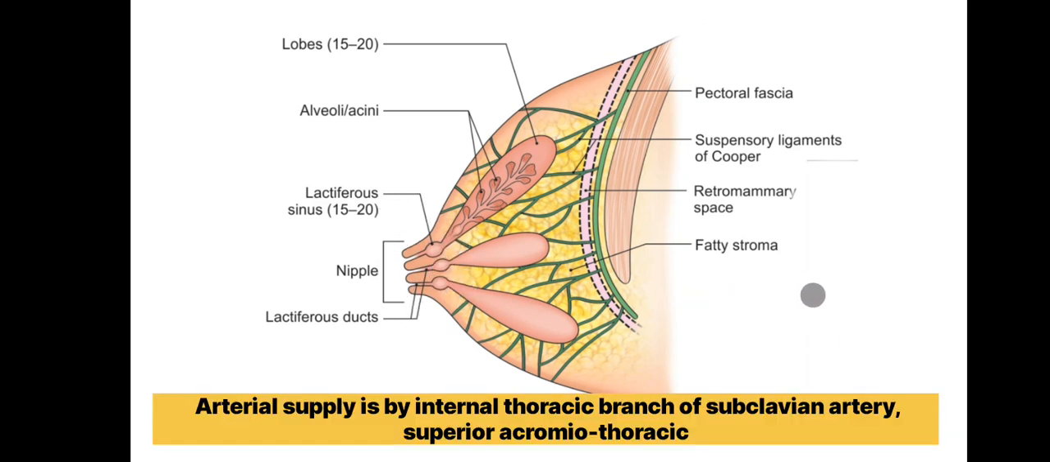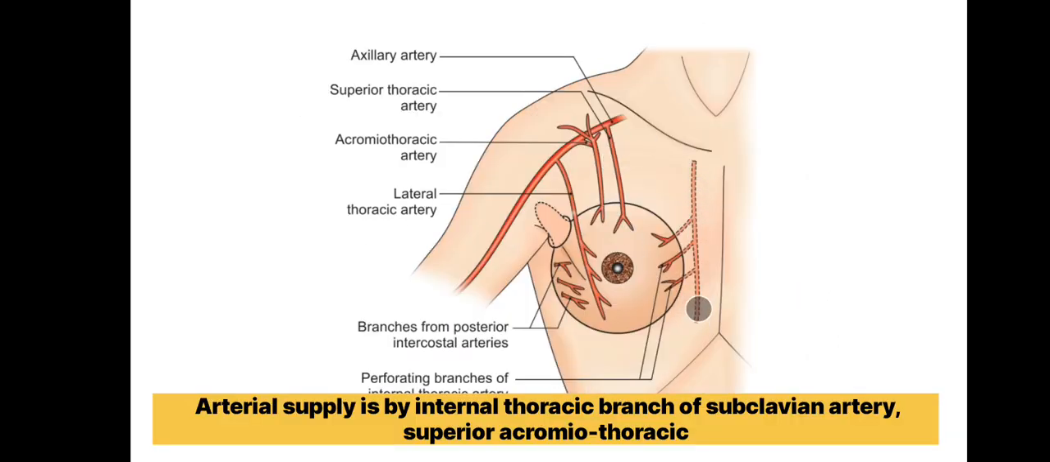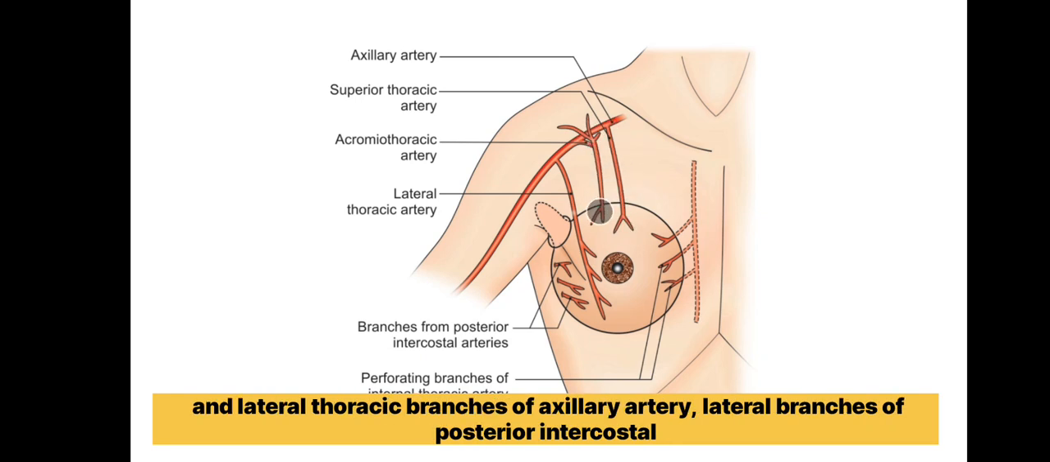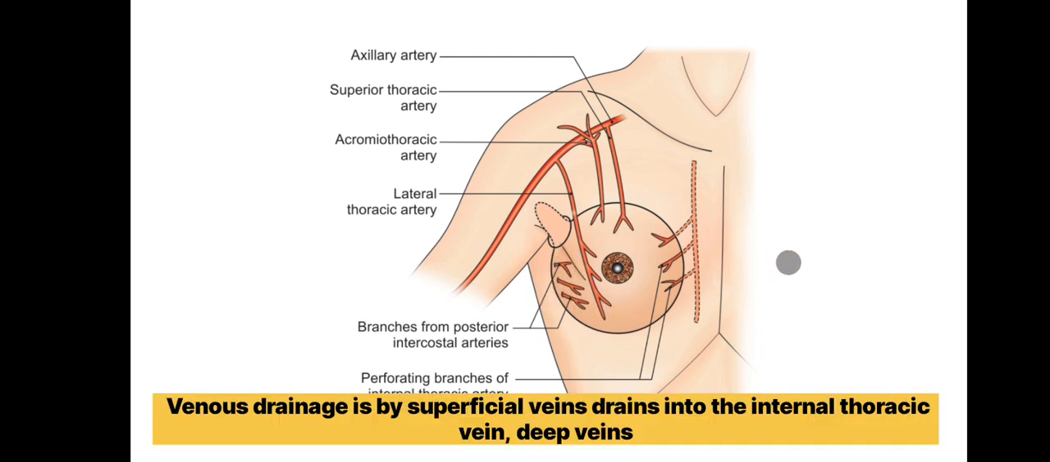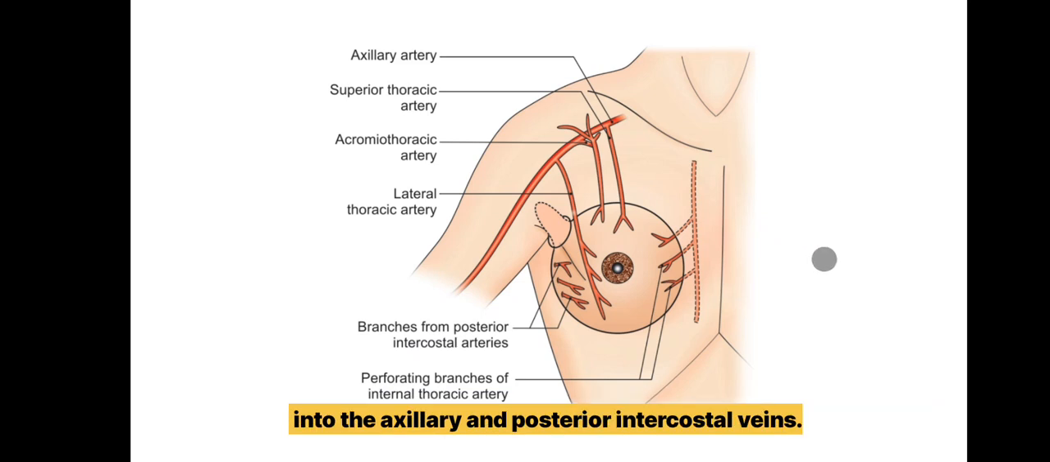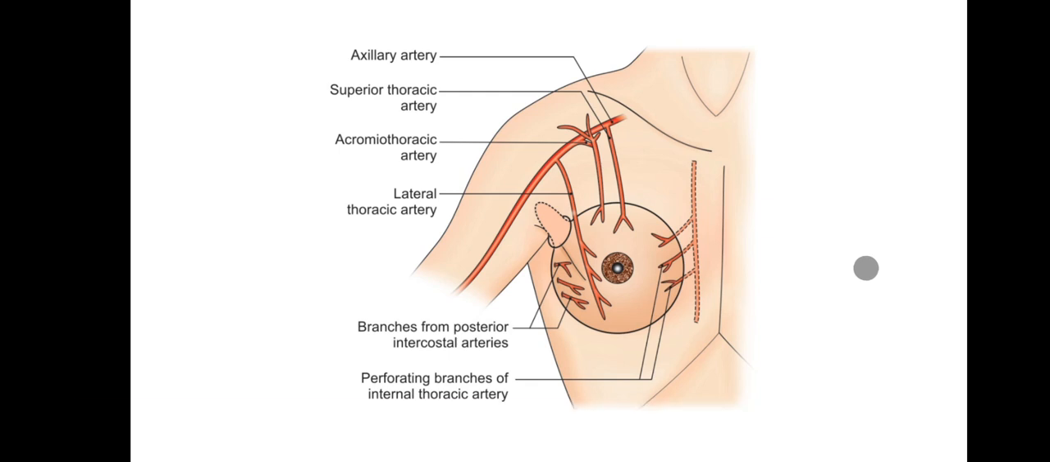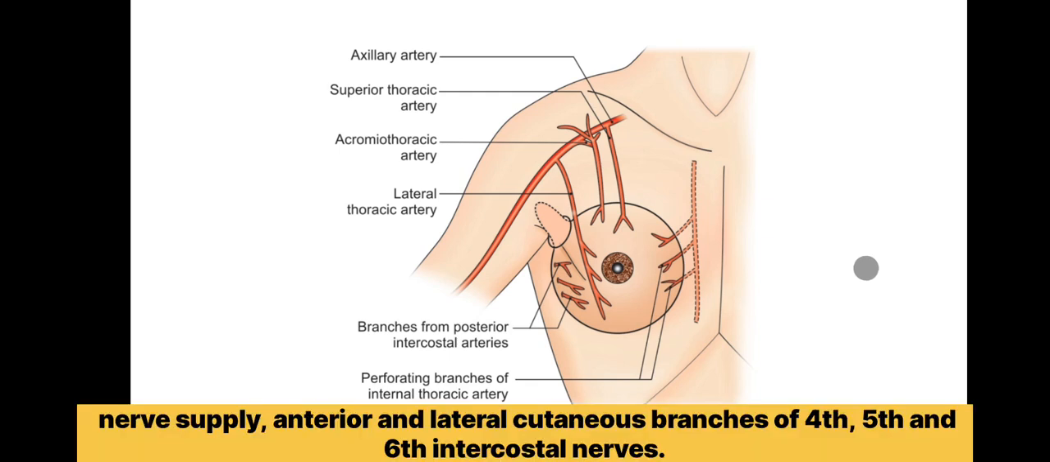Arterial supply is by the internal thoracic branch of the subclavian artery, superior acromiothoracic and lateral thoracic branches of the axillary artery, and lateral branches of posterior intercostal arteries. Venous drainage: superficial veins drain into the internal thoracic vein, deep veins into the axillary and posterior intercostal veins. Nerve supply: anterior and lateral cutaneous branches of the 4th, 5th and 6th intercostal nerves.